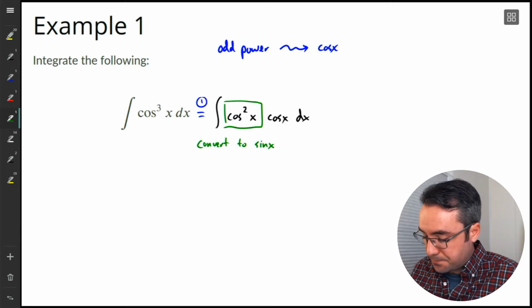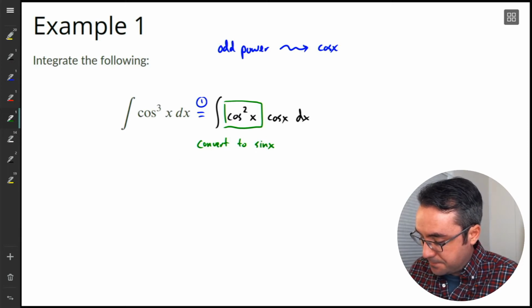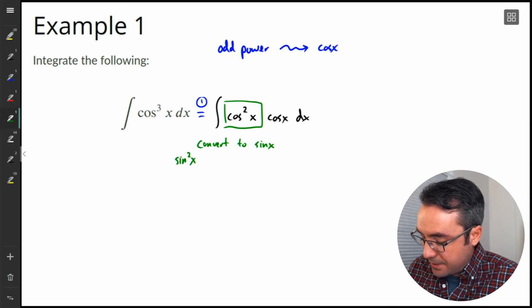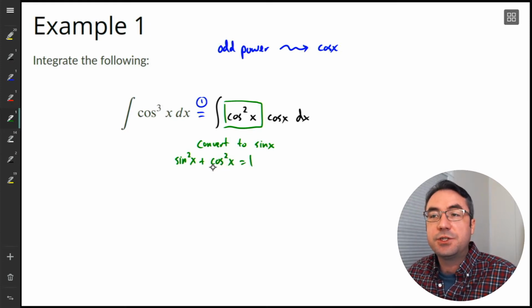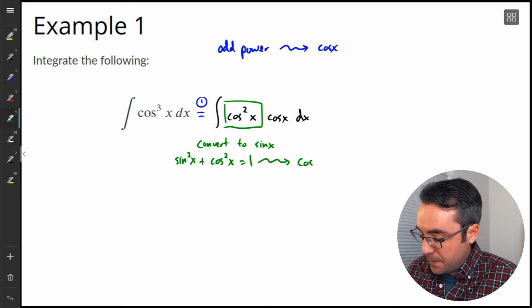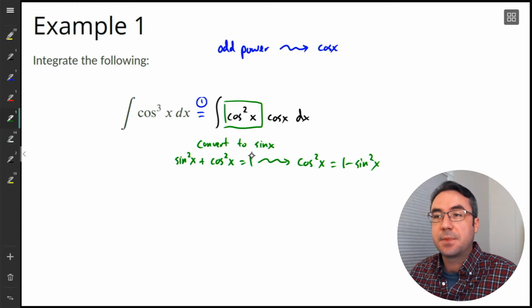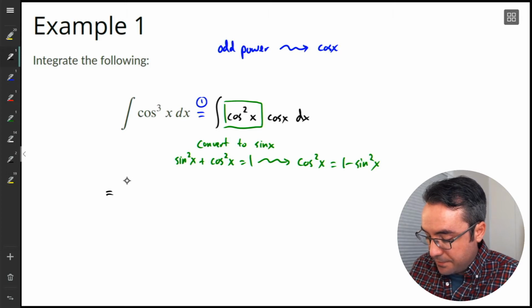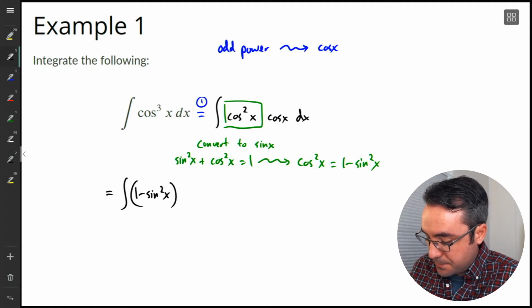And how are we going to do that? Well, we're going to use our trig identity. So we know sine squared of x plus cosine squared of x is equal to 1. So we can just solve this trig identity for cosine squared. So cosine squared of x is equal to 1 minus sine squared of x. And that's what we're going to plug in here. So we're going to have the integral of 1 minus sine squared of x times cosine of x dx.